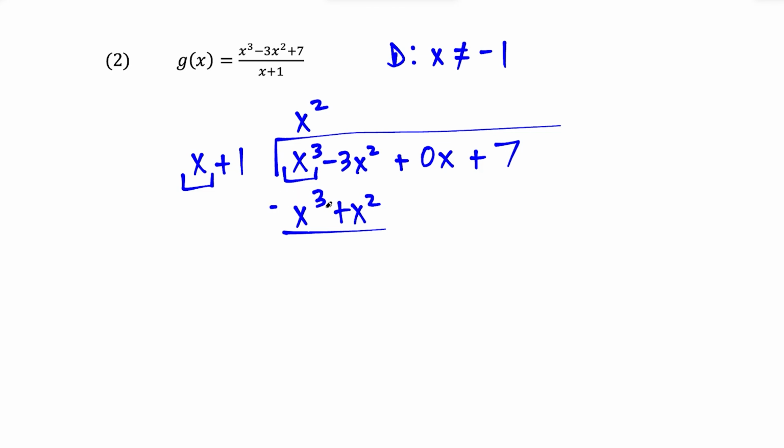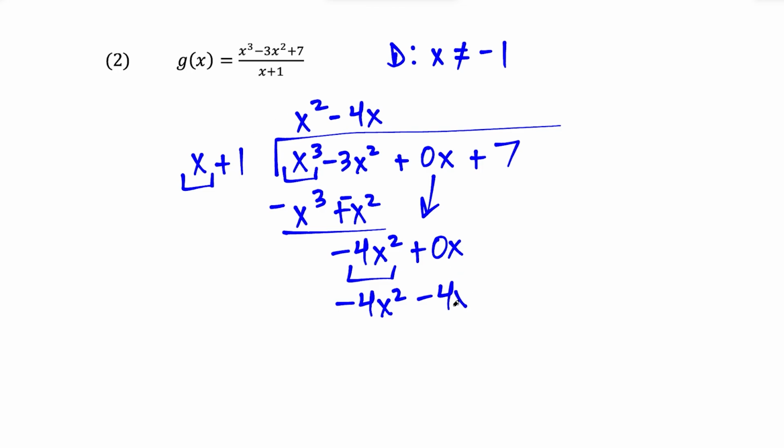So I'm just going to change the signs of both like this. x to the third minus x to the third cancels. And then we have negative 3x squared minus x squared, which is minus 4x squared. We could bring down the 0x. And now we start the process over. We're doing negative 4x squared divided by x, which is minus 4x. And we multiply. Negative 4x times x is minus 4x squared. And then we have negative 4x times 1, which is minus 4x.